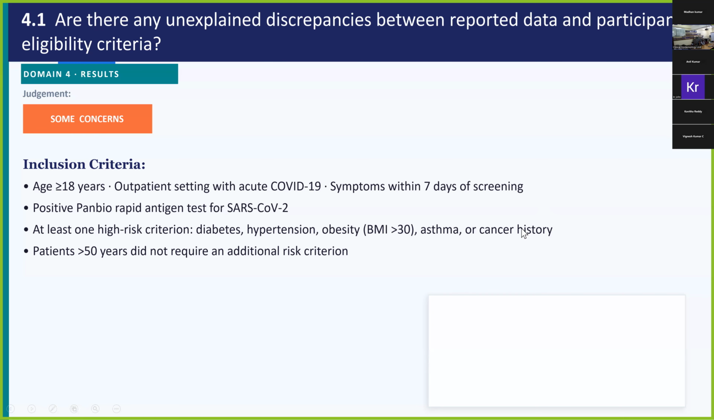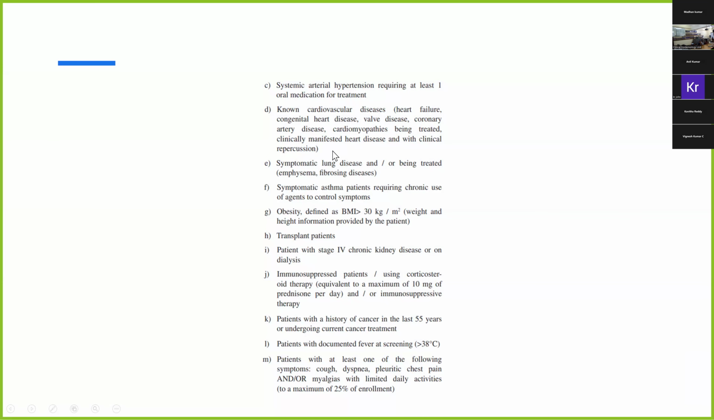And there are 11 checklists under the fourth domain. The first question is, are there any unexplained discrepancies between the reported data and the participant eligibility criteria? For this, again, we are given some concerns. The inclusion criteria mentioned that they would like to include participants over 18 years of age in the outpatient setting with mild acute COVID-19 recruited within 7 days of symptom onset, who are positive using a Panbio rapid antigen tool for COVID-19. And they should have had at least one high-risk factor like diabetes, hypertension, obesity, asthma, or cancer. Or if they're over 50 years, they did not require any of the risk factors to be included in the study. So this is the list of all the inclusion criteria that was used in the study.